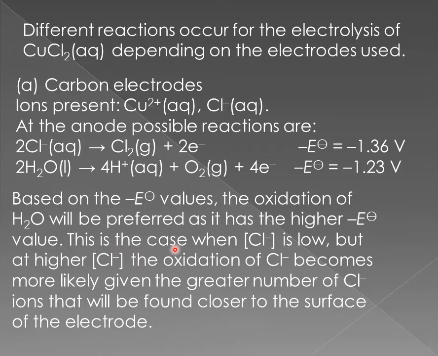And this is the case when chloride ion concentration is low, because the standard electrode potentials of both are very close to each other. The difference is not that big, so it depends on the concentration of chloride ion. If the concentration of chloride ion is very low, then water only will be oxidized. But at high concentration of chloride, the oxidation of chloride becomes more likely given the greater number of chloride ions that will be found closer to the surface of the electrode.